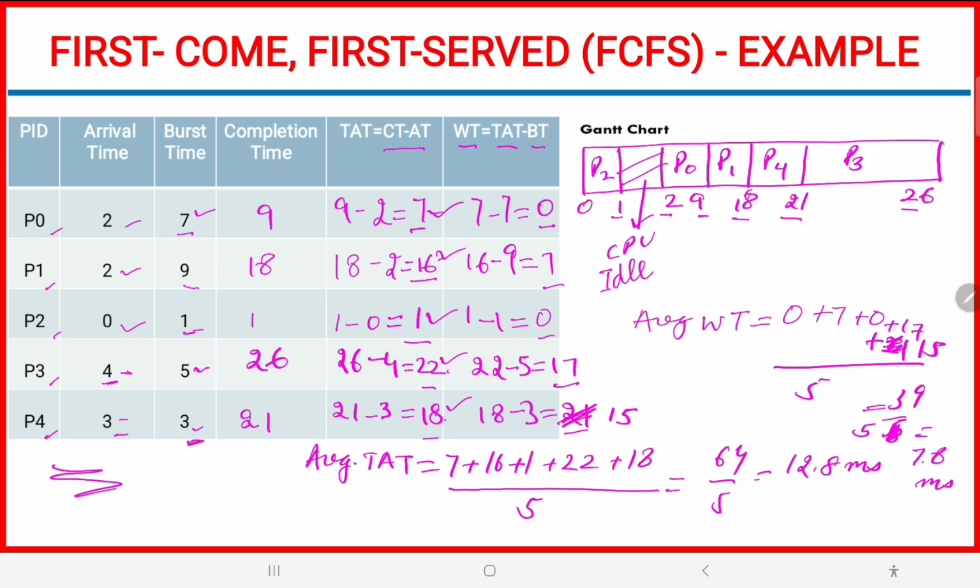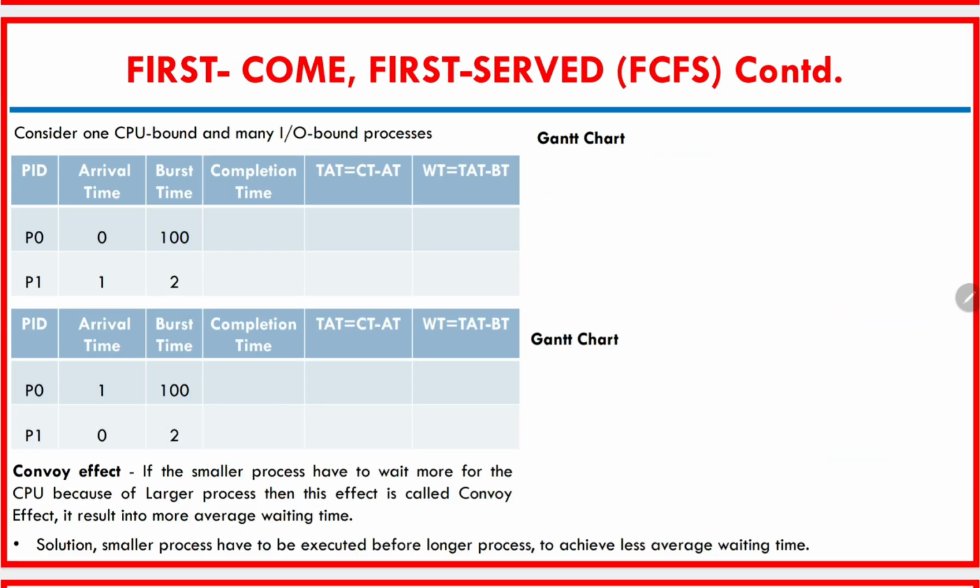So let's move on to the next slide for discussing that issue, that is convoy effect. Let's consider a scenario where we are having one CPU bound process and many IO bound processes. Though in this example in the table, I'm only having two processes: one CPU bound process, that is P0, and one IO bound process, that is P1. So let's see what is the impact of this scenario while we are calculating the average waiting time.